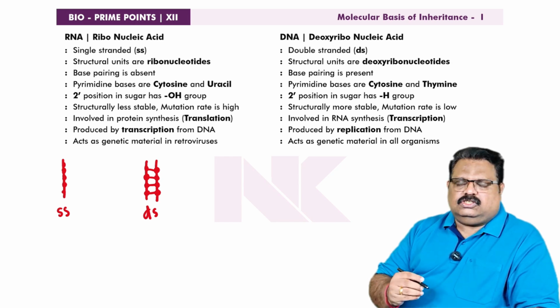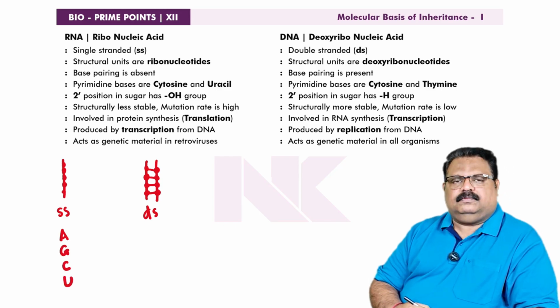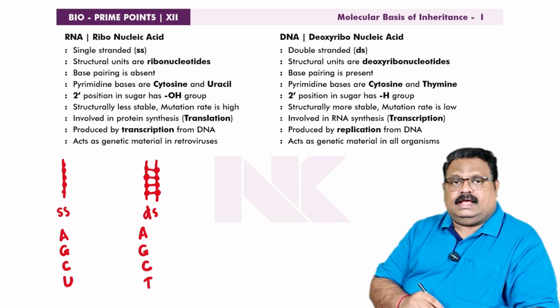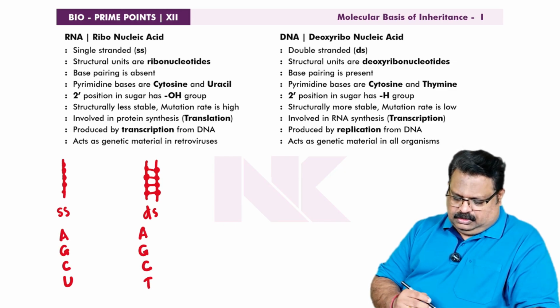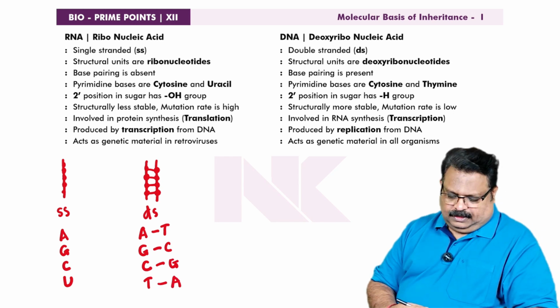Another difference is that in the case of RNA, the nitrogenous bases are adenine, guanine, cytosine and uracil. But in the case of DNA, the nitrogenous bases are adenine, guanine, cytosine and thymine. Instead of uracil, there will be thymine. So here adenine pairs with thymine, guanine pairs with cytosine, cytosine pairs with guanine, thymine pairs with adenine. That is the base pairing.